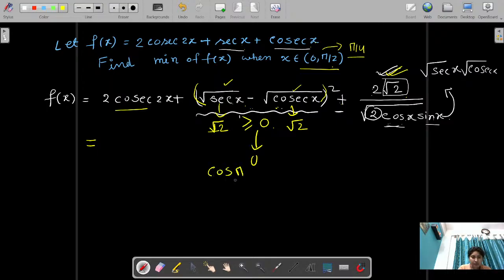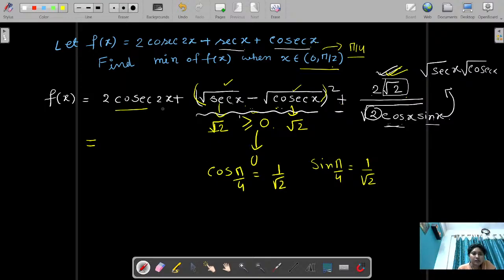cos pi by 4 is 1 by root 2 and sin pi by 4 is again 1 by root 2. Okay, so my sec x is root 2 and cosec x is also root 2. So this will be cancelled and we will get 0 from this value. Okay, we will get 0 from this. So what is the minimum value? Minimum value of this is 0.